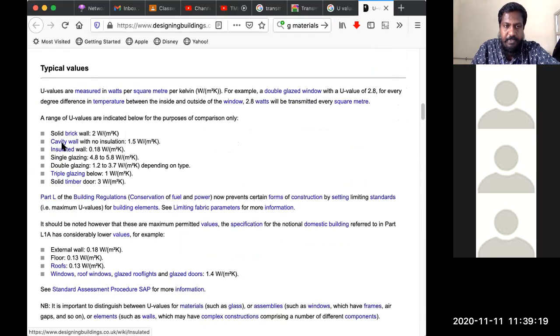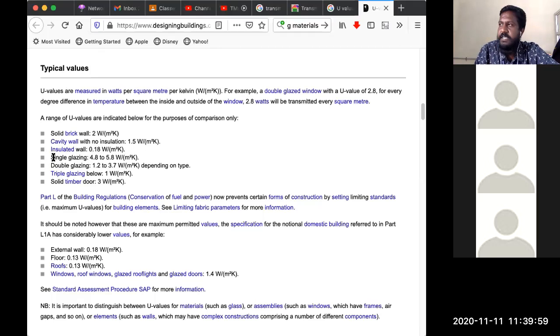Similarly, a cavity wall with low insulation has a much lesser U value, 1.5 watts, which means it is much better than the solid brick wall. With a cavity wall alone, there's no insulation; the air gap in the cavity works as insulation. On an insulated wall, you can see how drastically this value is reduced to 0.18. So this wall has a better thermal resistance from the outside.